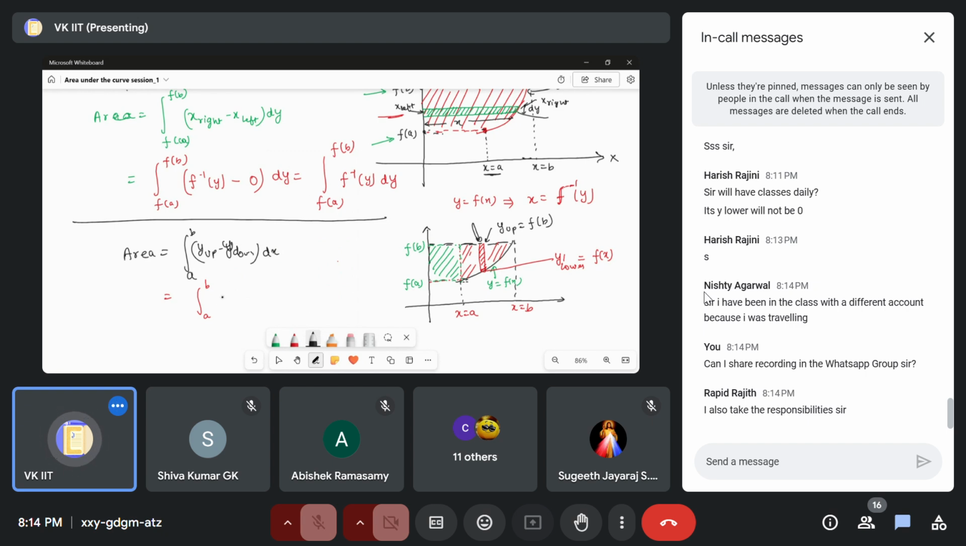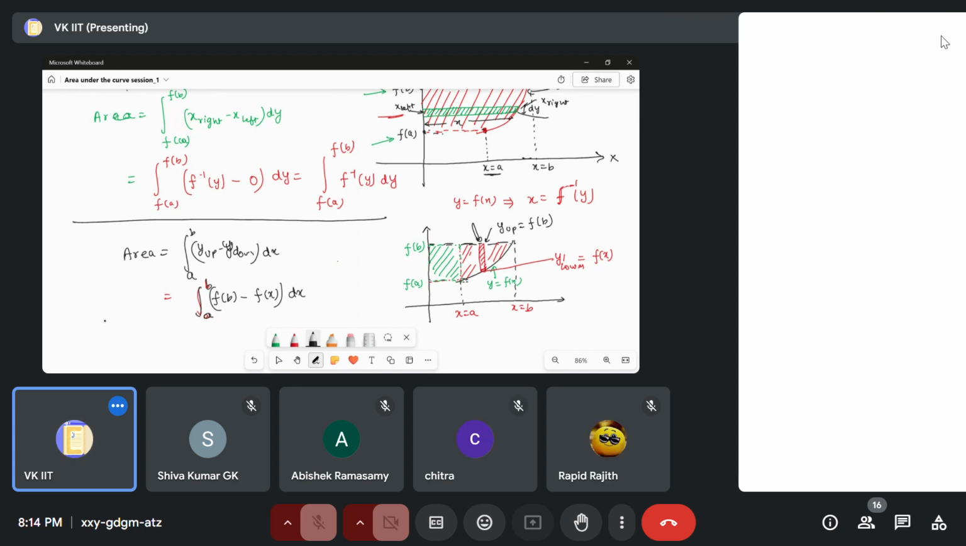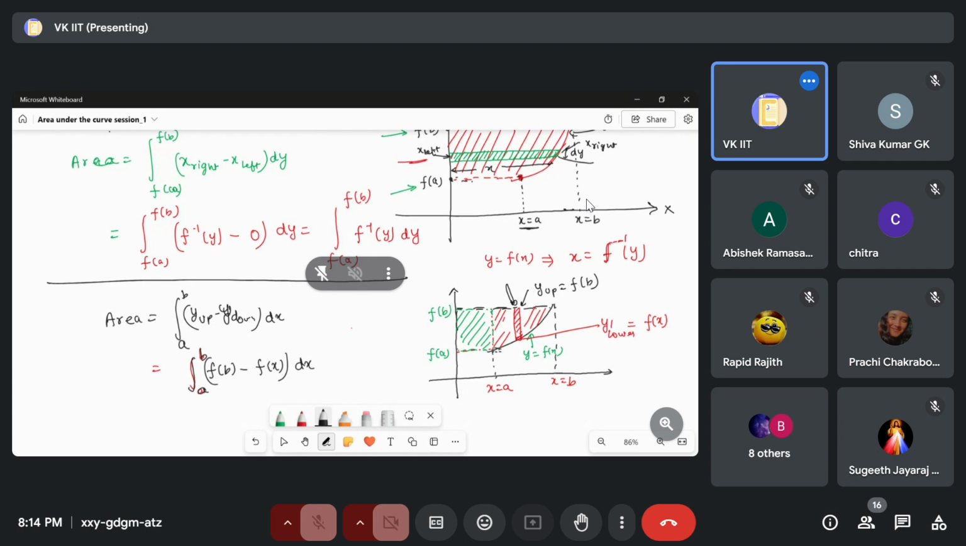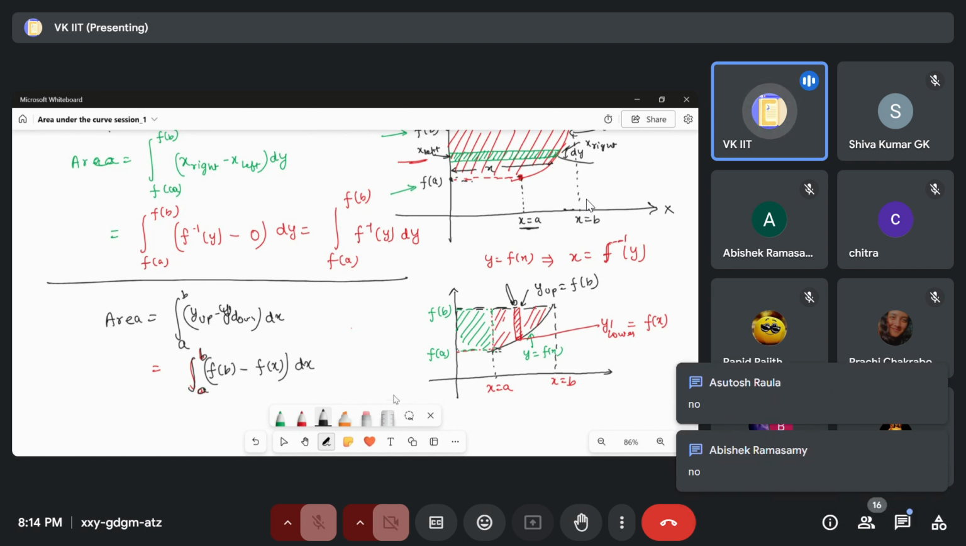Okay, so y up. What is the y up in this case? We have already calculated f of b. What is the y down in this case? That is f of x dx. But let me tell you one thing. Is it correct? Is it the final area? No, exactly. It is not the final area because we have to add that green color one also. So we have to add this green color area.